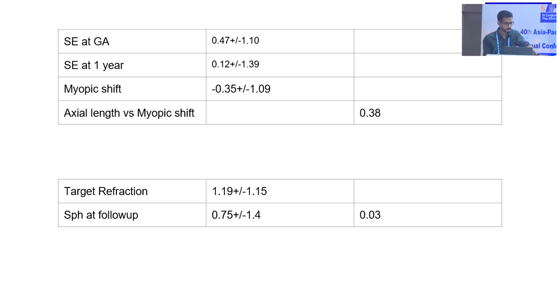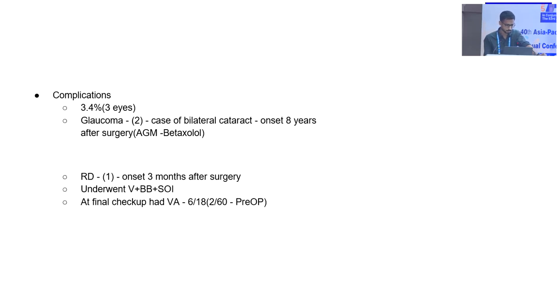The spherical equivalent at glass appointment was 4.7 plus or minus 1.10 and at 1 year was 0.12 plus or minus 1.39, owing to a myopic shift of minus 0.35 plus or minus 1.09. However, there was no significant correlation between axial length and myopic shift. The target refraction was 1.19 plus or minus 1.15, the mean value, and the sphere at follow-up at 1 year was 0.75 diopters. Looking at the complications, 3.4% or 3 eyes had glaucoma.